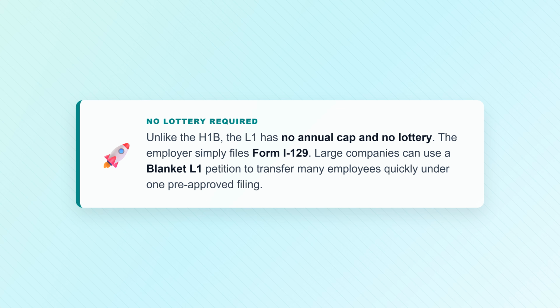Here is a big advantage of the L1. No lottery is required. Unlike the H-1B, the L1 has no annual cap and no random lottery. The employer simply files Form I-129, and large companies can use a blanket L1 petition, which lets them transfer many employees quickly under one pre-approved filing. This makes the L1 a much smoother process for big multinationals.